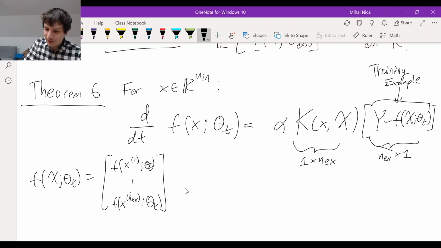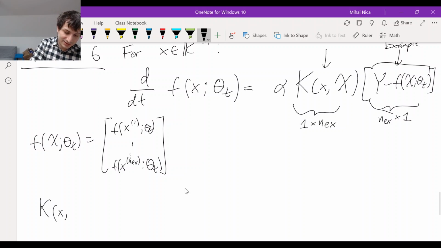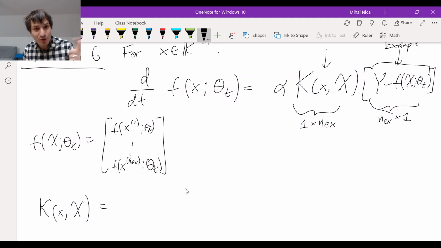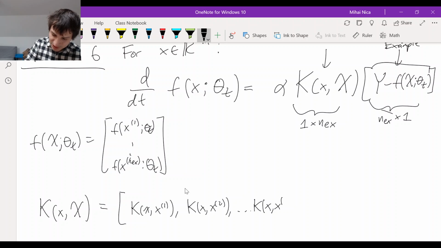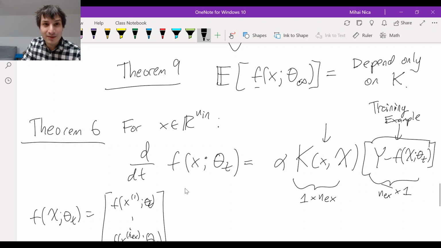So this is measuring how far we are on the training set. You take how we're doing on the training set and feed it through the function k. You multiply by this 1 by nx row vector k x x. What is that? This is the row vector you get by feeding the training examples into the kernel k. So this is k of x, x1, the first training example, k of x, x2, the second training example, and so on, k of x, x nx, the last training example. You make this row vector, multiply it by this column vector, and you get a number. That tells you how f is evolving.